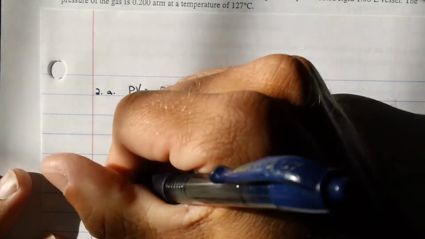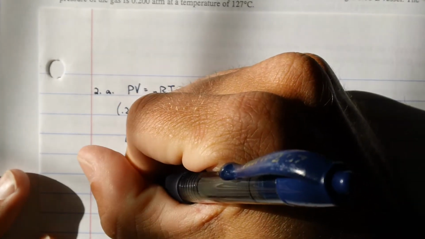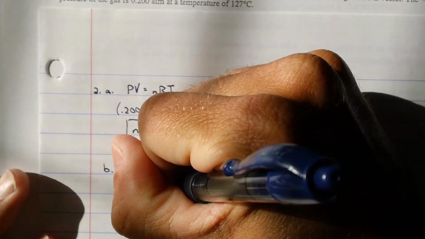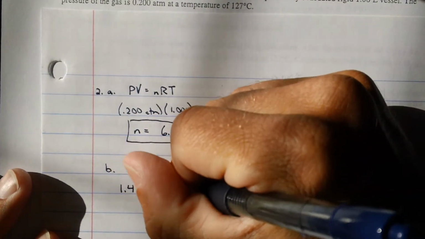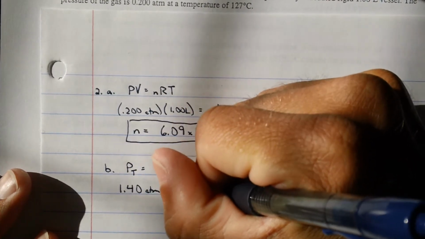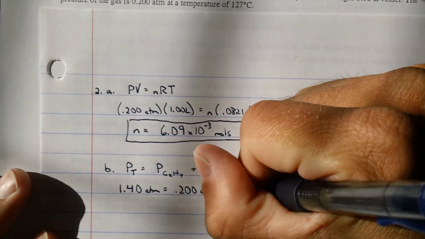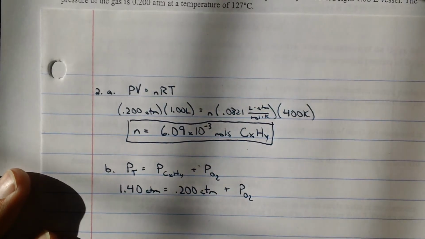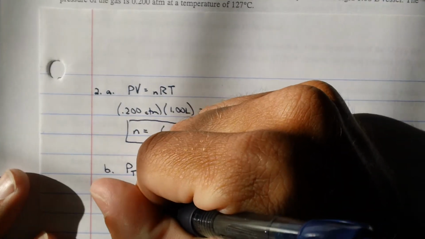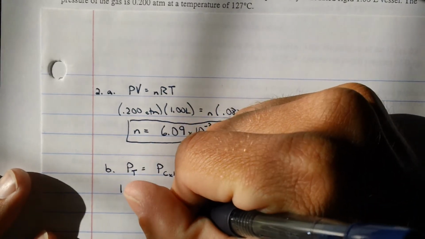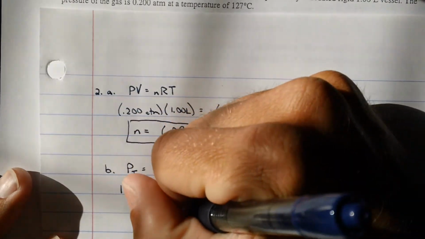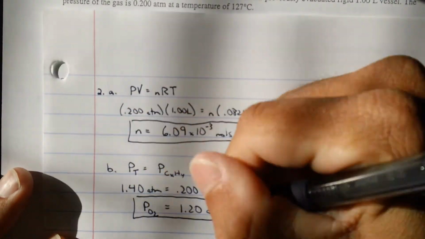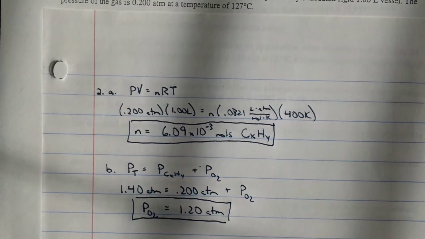They told us the total pressure after they put the oxygen in is 1.40 atmospheres. And we already know the pressure of the hydrocarbon, 0.2 atmospheres. And so the pressure of the oxygen there is just 1.2 atmospheres. That's so simple that you're so amped up that you can get confused on something like that and try to do some kind of crazy calculation. It's subtraction. That's all that's there on part B.